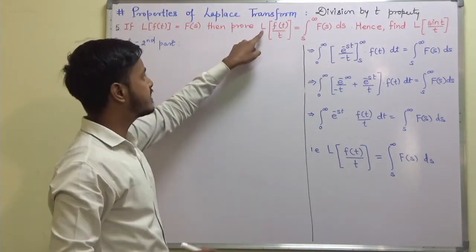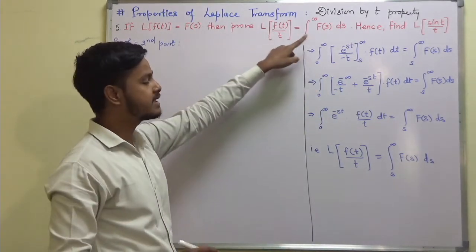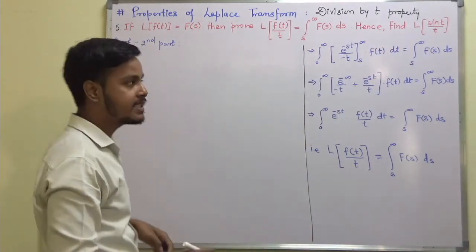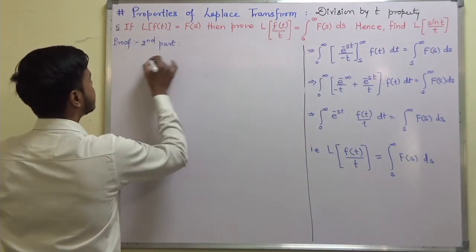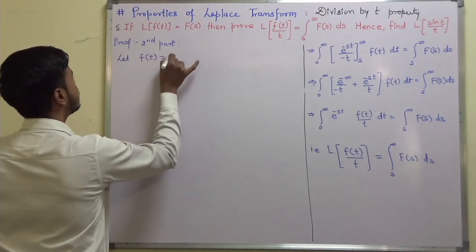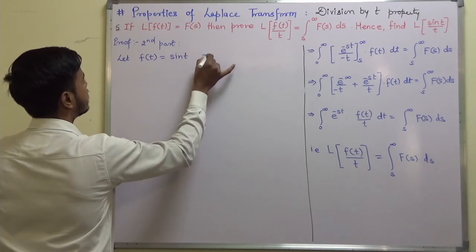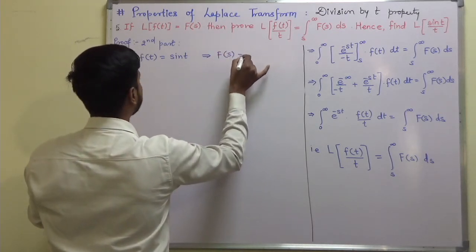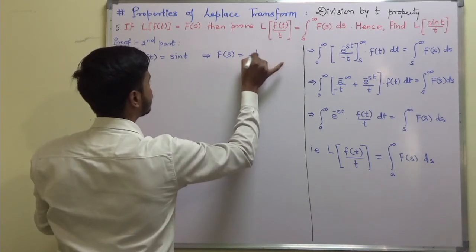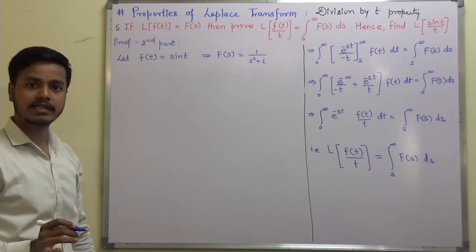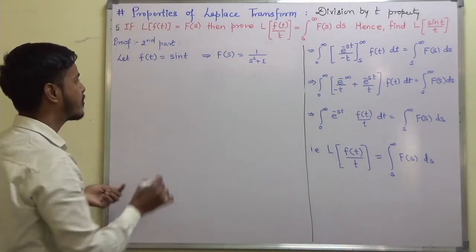The result says Laplace transform of f(t) by t is this. So what is f(t)? By comparing this and this, f(t) is sin t. So you can write, let f(t) is equal to sin t. This implies f(s) is equal to Laplace transform of sin t, which is 1 upon s square plus 1. Now making use of the property.